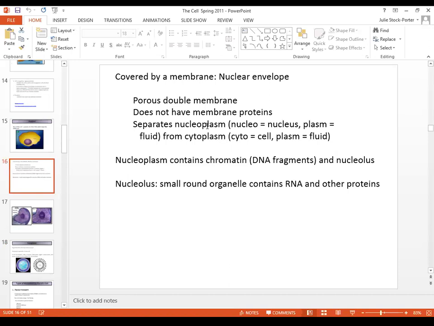Within the nucleus, we have a lot of chromatin, which are fragments of DNA, and what's called the nucleolus. The nucleolus is a small organelle, and it's in the nucleolus that we have the RNA. So in the nucleoplasm, we have our DNA, that's in the nucleus, also a little nucleolus, and the nucleolus is where our RNA is.